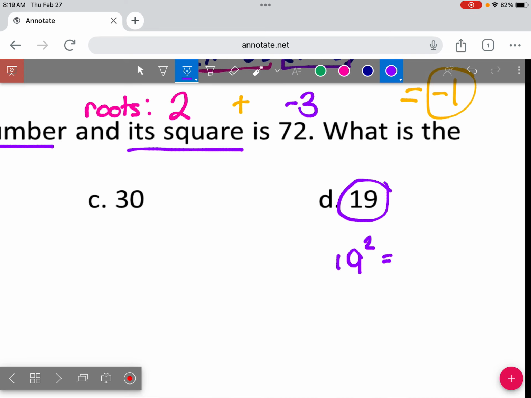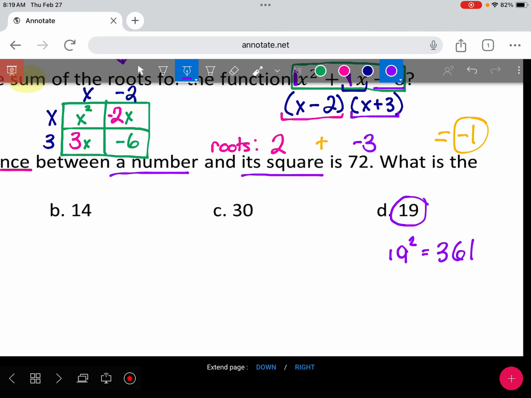What is 19 squared? 361. What is the difference between 19 squared and 19? That means take 361 and find our difference. Difference means we subtract. What is 361 minus 19? 342. Is 342 72?